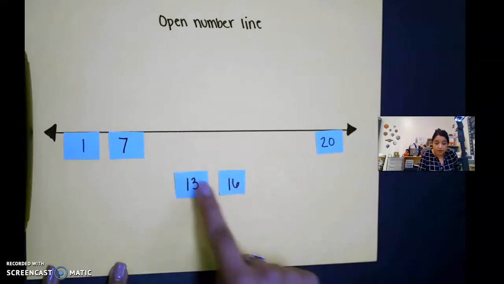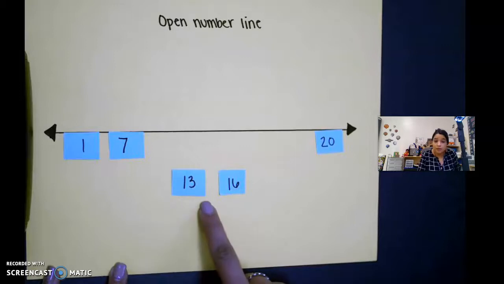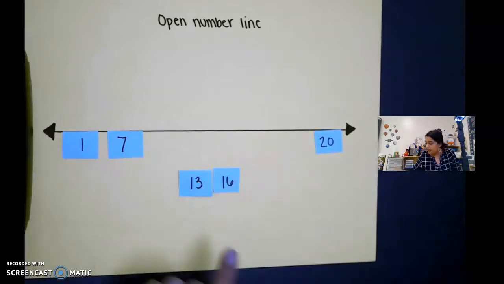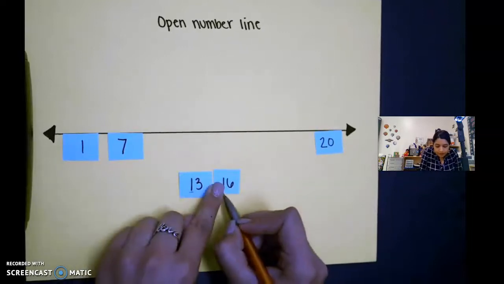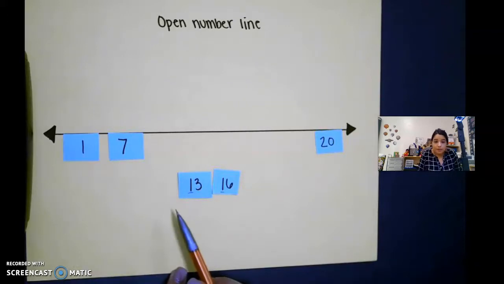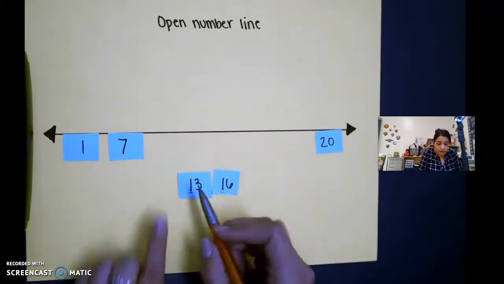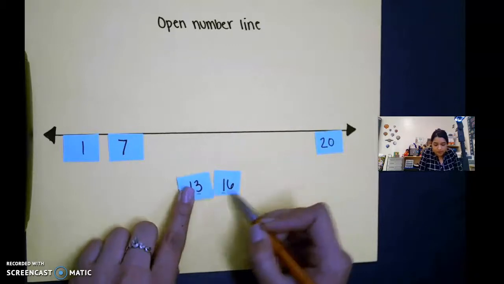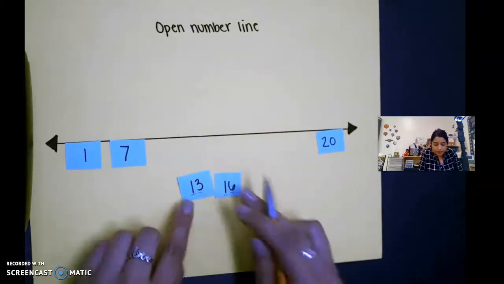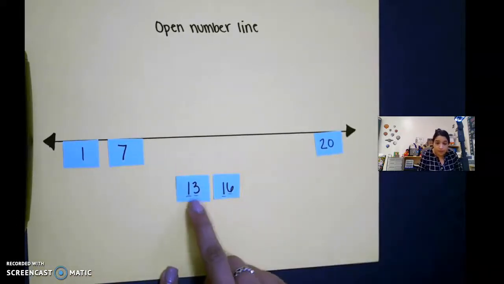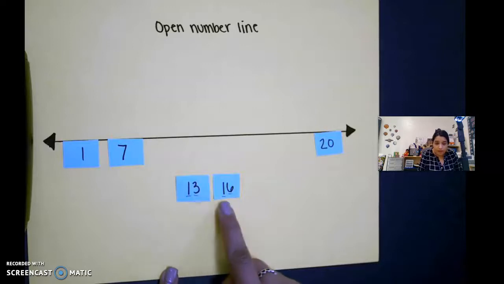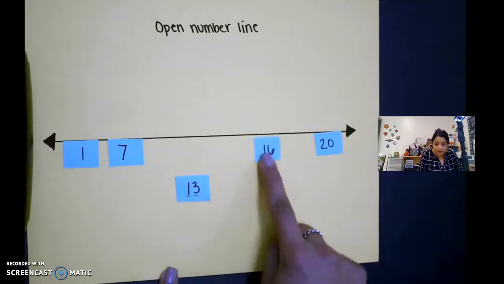But what you can also do is you can look at the tens in the ones place. So we can look at the tens place right here. And what's in the tens place? They both have a 1. And then we can look at the ones place since they both have a 1. Ones place. What has a bigger number in the ones place? A 3 or a 6? The 6, right? This one has a bigger number, so this has to go to the right.